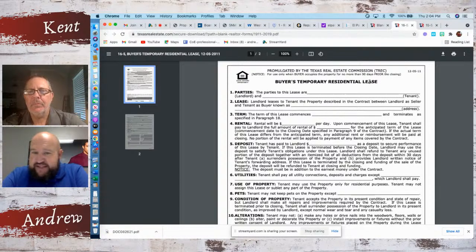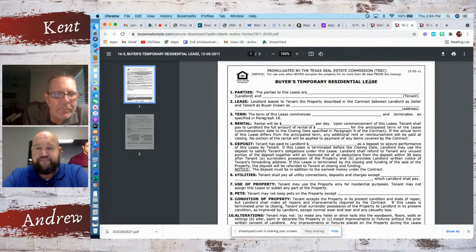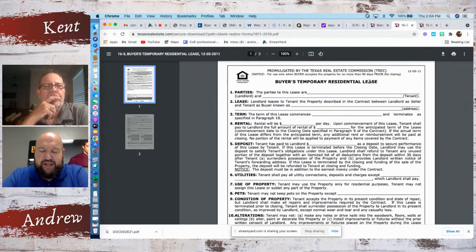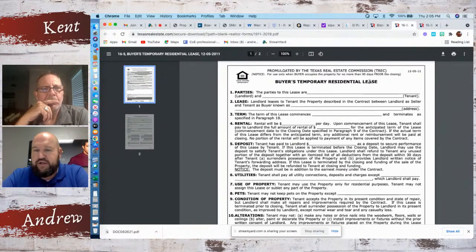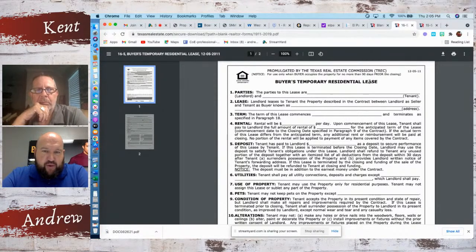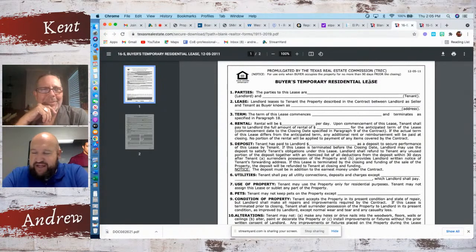If this lease is terminated before the closing date, landlord may use the deposit to satisfy tenant's obligations under this lease. Landlord shall refund to tenant any unused portion of the deposit together with an itemized list of all deductions from the deposit within 30 days after tenant A, surrenders possession of the property, and B, provides landlord written notice of tenant's forwarding address. A lot of people don't understand that. It's true with property management as well. Until you have given me written notice of where to send your money, the clock does not start. So you're like, well, I moved out 6 weeks ago. You did, but you still haven't given us notification of where you're going.